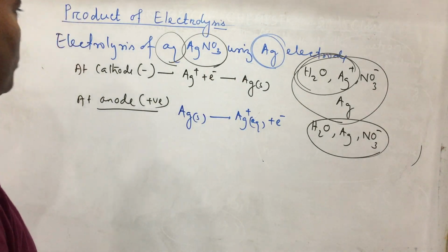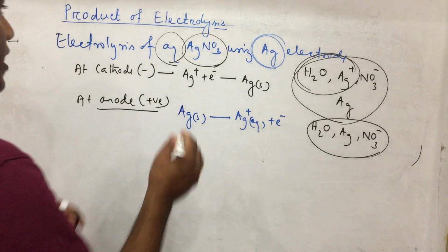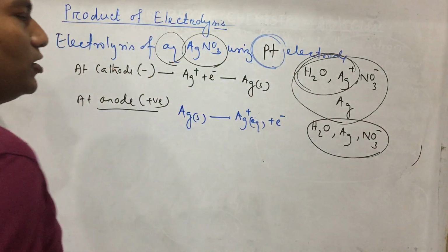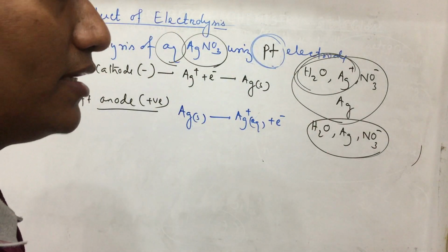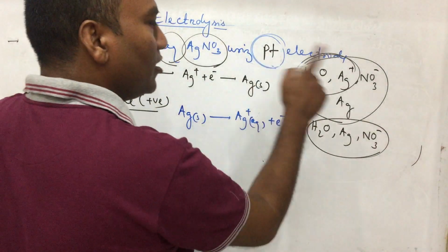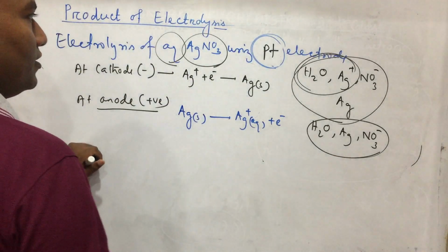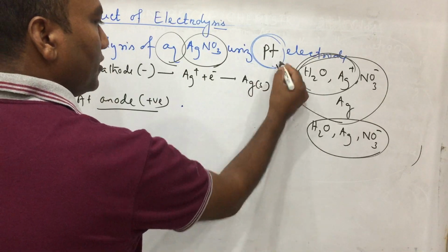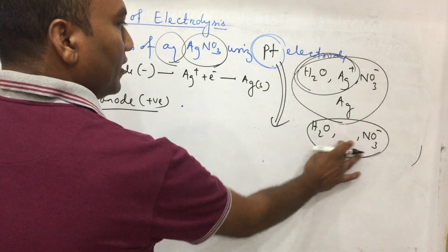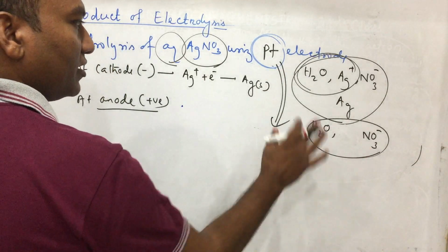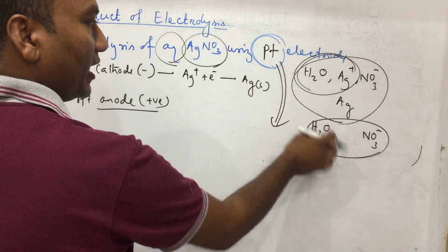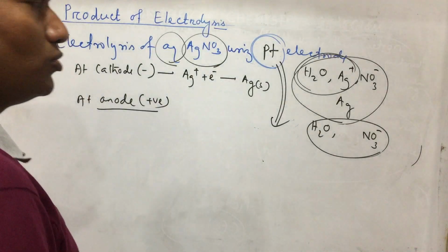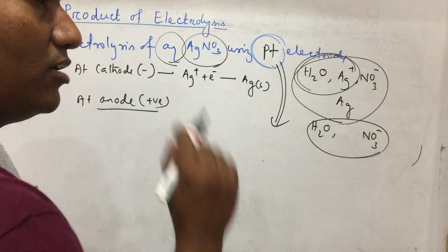Similarly, suppose another question comes: electrolysis of aqueous AgNO3 now using platinum electrode. Platinum is an inert electrode, so platinum cannot take part in this reaction. So the silver reaction is not possible here, because the electrode is platinum. Now the competition is between water and NO3-. Whose inert value is less? Now water's inert value is less.